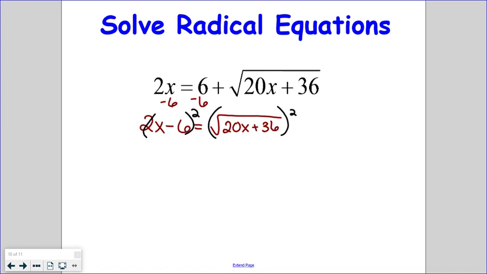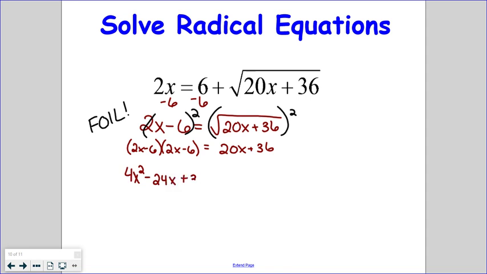And again, if I square a binomial, I must FOIL. Write it twice and FOIL. So that will give me 4x squared, negative 12 plus negative 12 would be negative 24x, plus 36. And again, I get to the point where I have x's, x squareds, and plain numbers. And that tells me I have to get everything to the same side and either factor, use the quadratic formula, or complete the square to solve for x.